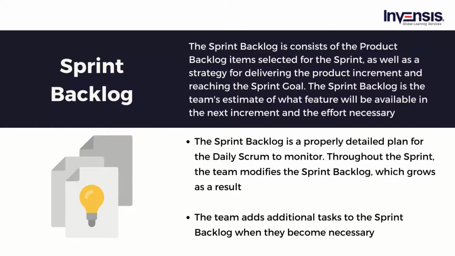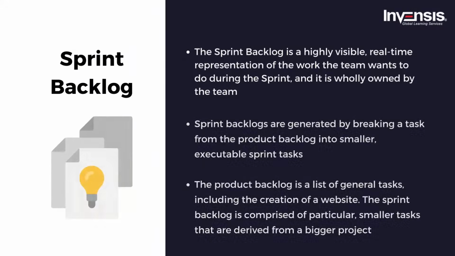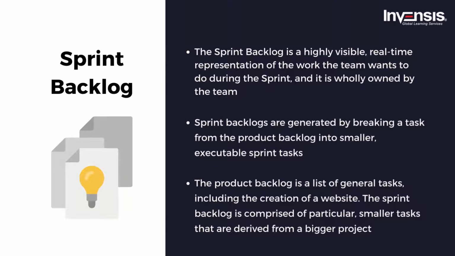This emerges when the team works through the plan and learns more about the work necessary to accomplish the sprint goal. The team adds additional tasks to the sprint backlog when they become necessary. The remaining work estimate is revised when work is done or finished. Elements of the plan considered unnecessary are eliminated. During a sprint, the sprint backlog may only be updated by the team. The sprint backlog is a highly visible, real-time representation of the work the team wants to do during the sprint, and it is wholly owned by the team.